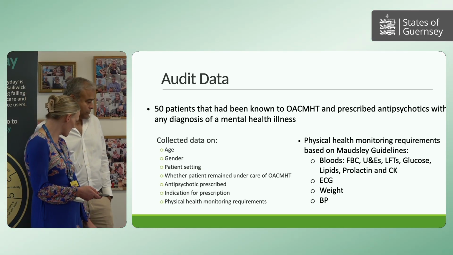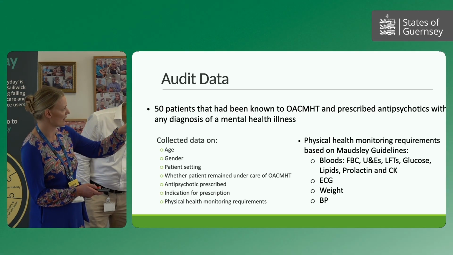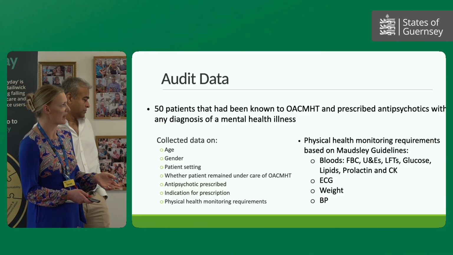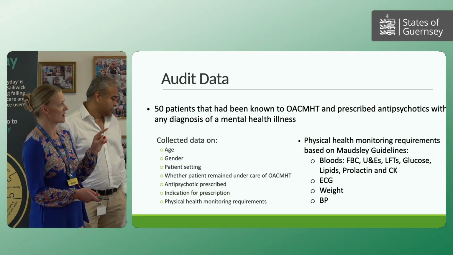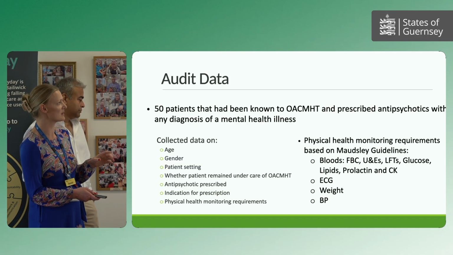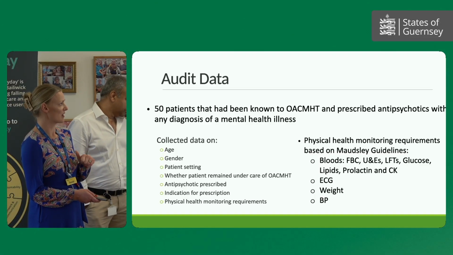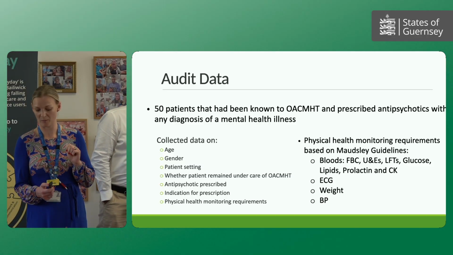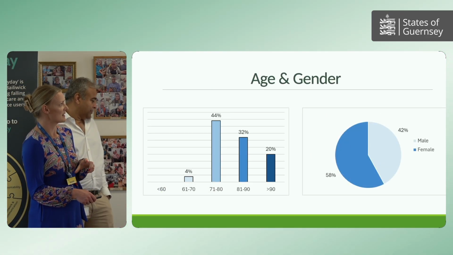I think I'm missing one off the bottom there. Physical health monitoring: the monitoring requirements, which are then on the other side. The Maudsley guidelines tell us what we should be looking at to make sure that someone is as well as they can be if they need these medications. There are some fairly routine standard blood tests, prolactin and CK, ECG, looking at cardiac changes, weight, looking at metabolic changes, and blood pressure as well. So this is the data that we collected.